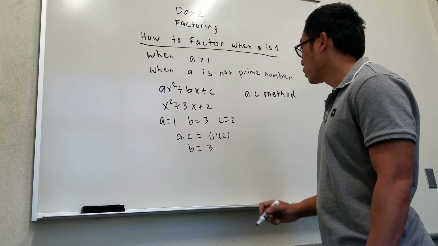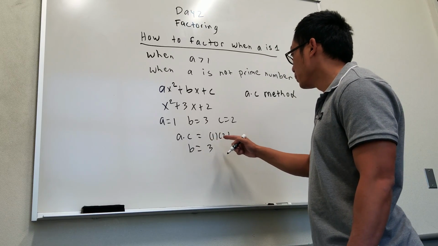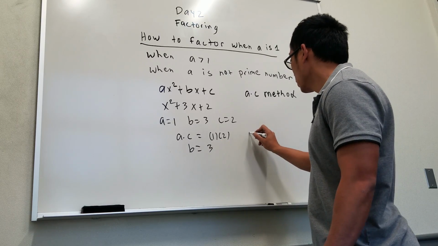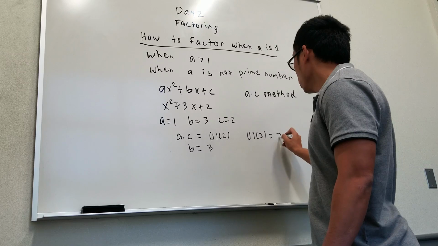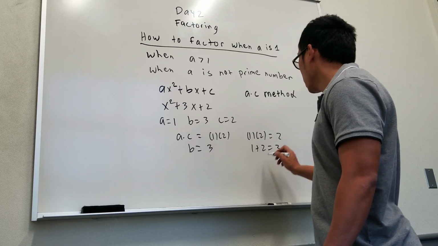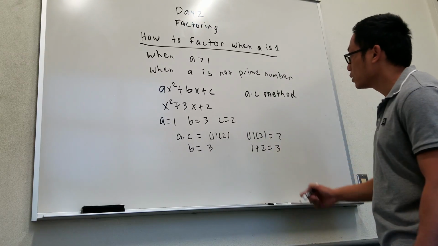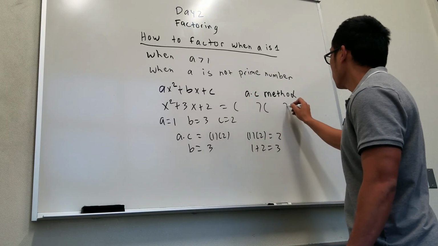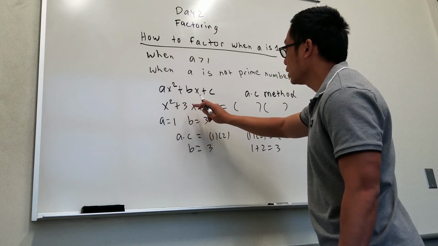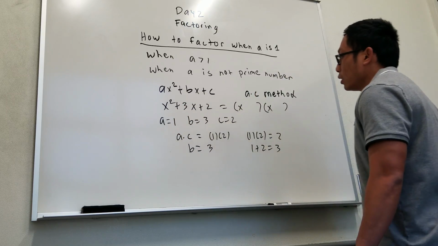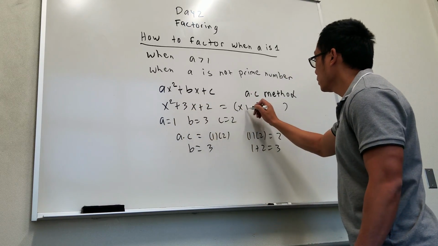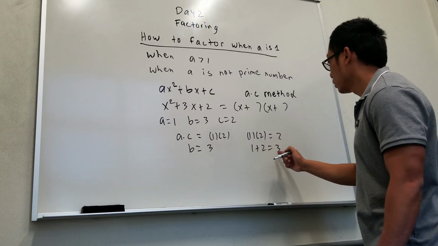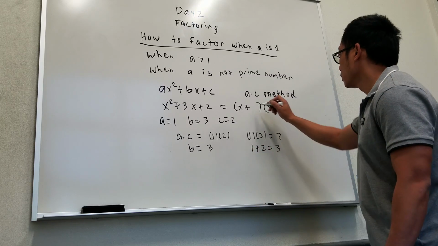So what two numbers can I multiply to give me 2 and add up to 3? I know 1 times 2 will give me 2, and also 1 plus 2 will give me 3. So there you go, we have our numbers. Here we're going to have parentheses, parentheses. Since a is 1 and it's the second power, we have x and x. We also know it's positive and positive because they're both positive. Now we just have our numbers, which are 1 and 2. That's it.